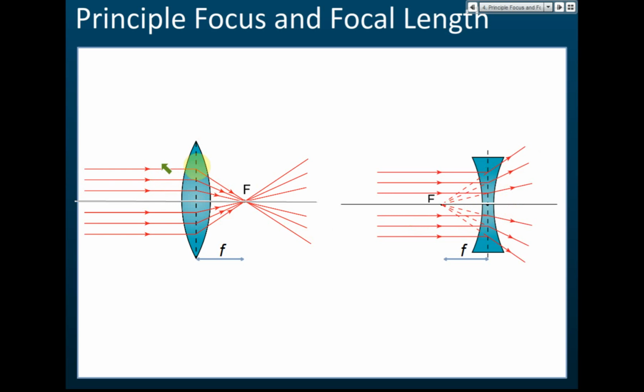No matter whether it converges or diverges, the light rays will be focused at one point. If it converges, it converges at one point. If it diverges, it diverges from one point. So the point where it converges or diverges from is called the principal focus. Principal focus is very important. Make sure that you remember this name, principal focus.